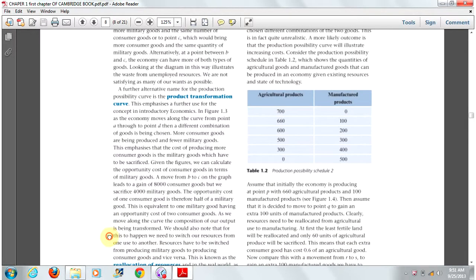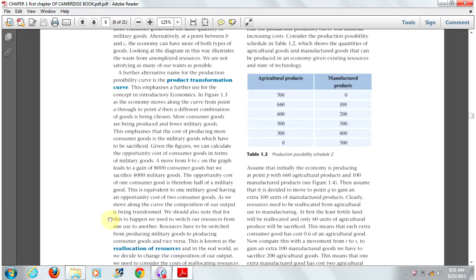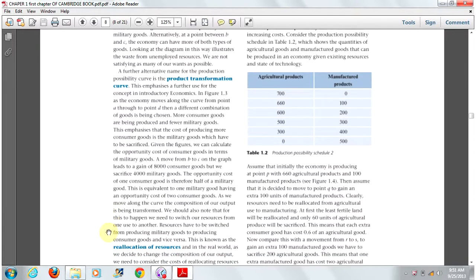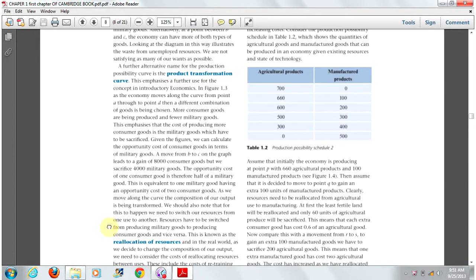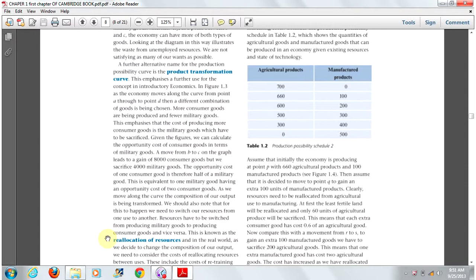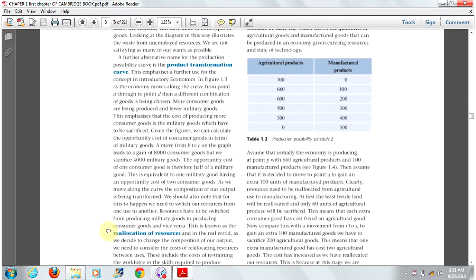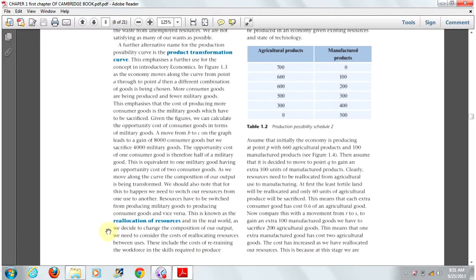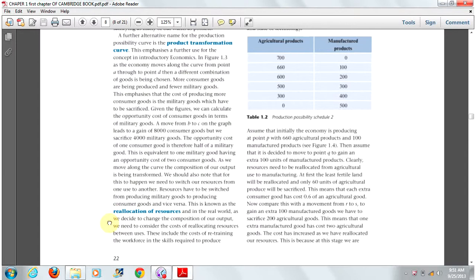Resources have to be switched from producing military goods to producing consumer goods and vice versa. This is known as reallocation of resources. And in the real world, as we decide to change the composition of our output, we need to consider the costs of reallocating resources between uses. These include the costs of retraining the workforces in the skills required to produce different types of goods and services.